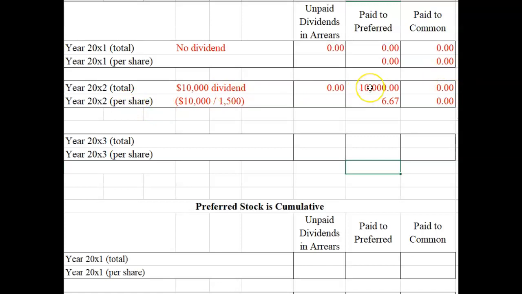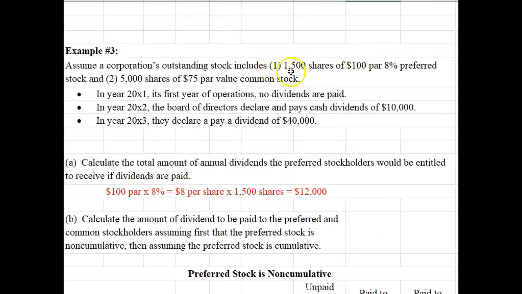And on the exam, you are asked to do these calculations and present your answers on a per share basis. So the $10,000 was paid to all of the preferred shareholders. There were 1,500 shares of stock. So $10,000 divided by 1,500 shares of preferred stock equals $6.67 of dividends paid per share to the preferred shareholders. And that 1,500 shares of preferred stock came from right here.